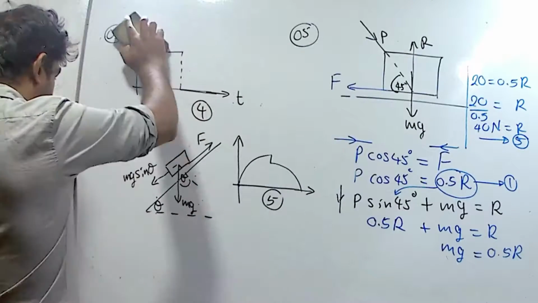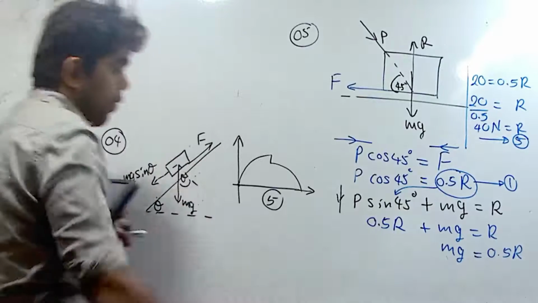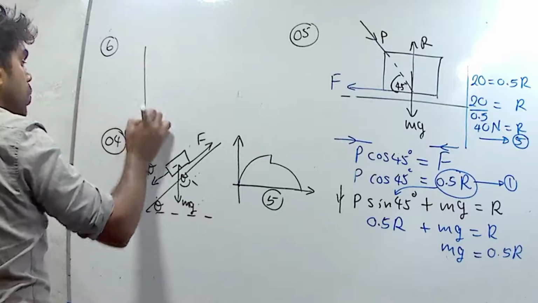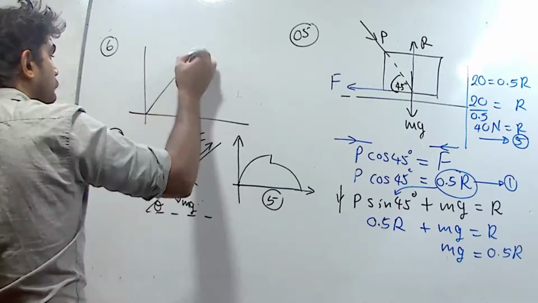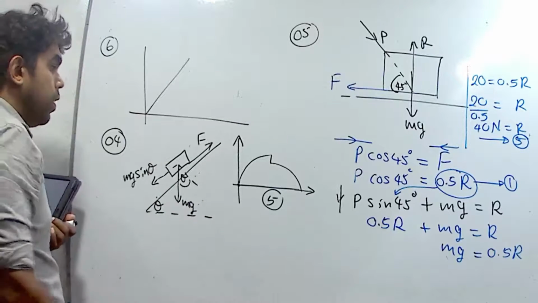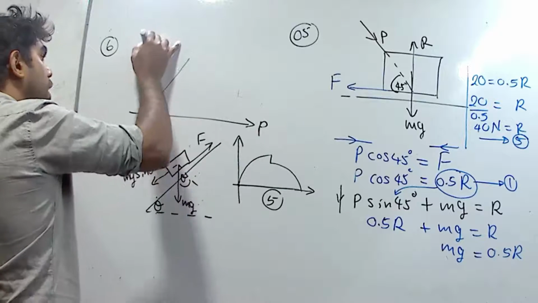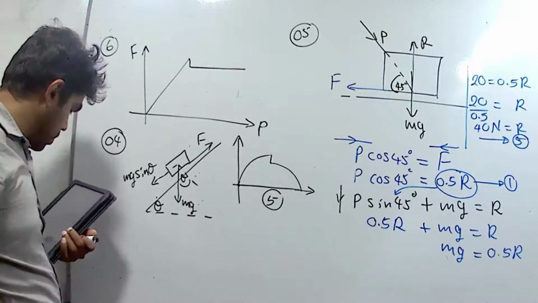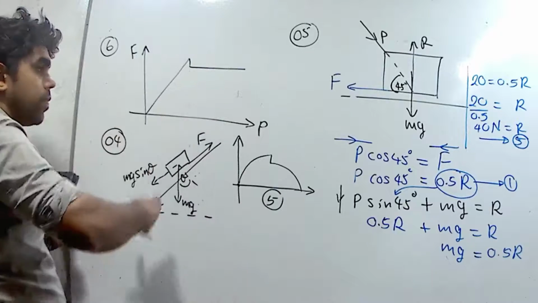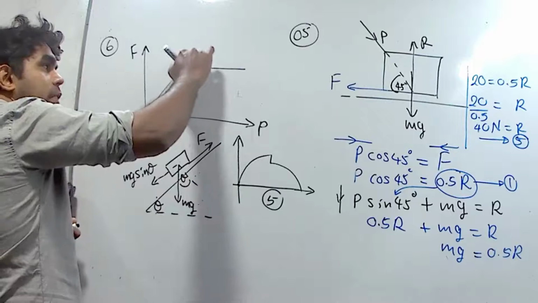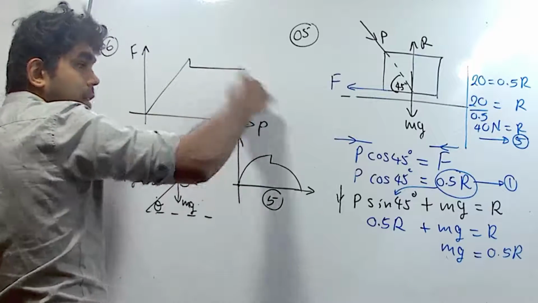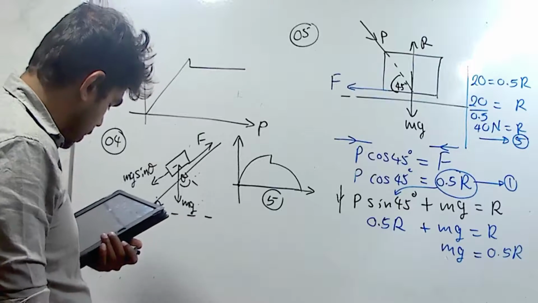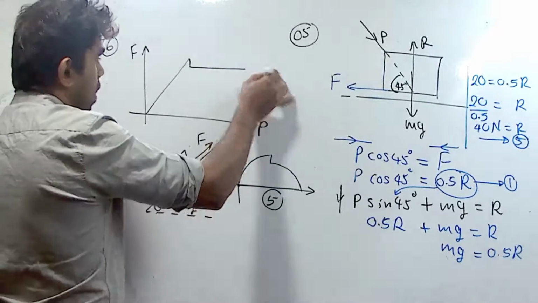When pull is increasing, we know that frictional force is increasing up to limiting frictional force, and when increasing pull after limiting frictional force, it is a constant value like this. We know that this part is static friction, this point is limiting friction, and this part is kinetic friction. Then we can get C as the correct answer for question number 6.